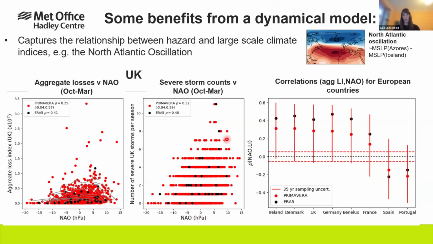When you've got the positive NAO, you've got a higher probability of having a higher number of events. And we looked at this for several countries across Europe. So we've got the Northern European ones here, and they tend to show positive NAO, higher losses, whereas for Spain and Portugal, it's the other way around because your storm track is deflected southwards. And again, these bars show that the observations are consistent with our Primavera data set.